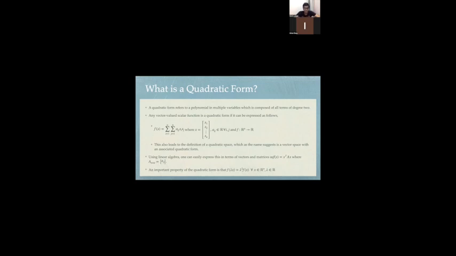Using linear algebra, one can easily express this in terms of vectors as f of x is equal to x transpose Ax, where the elements of the n cross n matrix A are of the form aij, where aij can be seen from the above summation. An important property of the quadratic form is that f of lambda x is equal to lambda square f of x. Thus, it is not exactly an eigenfunction. It is not exactly a linear transformation, but rather a quadratic transformation, since pre-multiplying the input by a scalar lambda squares the value of the output.